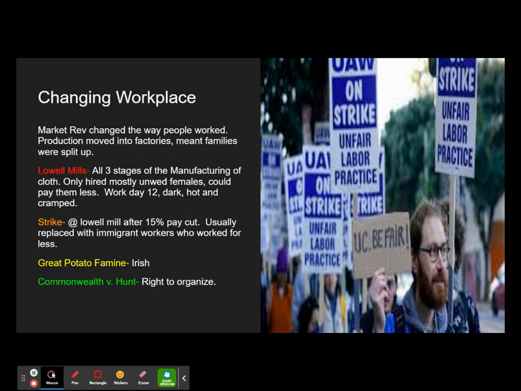Well, the manufacturing of cloth was done under one mill. So they hired mostly unwed females. They could pay them less than men. You could work them like a dog 12 hours a day, right? You could close the windows in the summertime so the thread won't break.